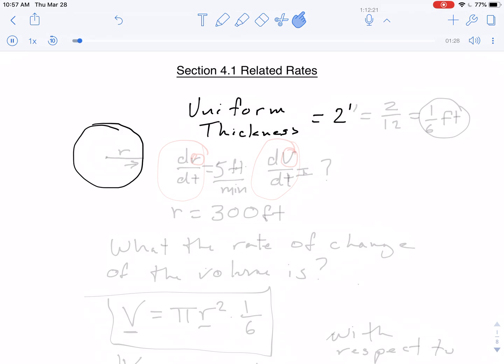So 2 inches, which we could write in terms of feet as 2 over 12 feet, which would be 1/6 of a foot. Okay. So with our uniform thickness and the fact that this is coming up as a circle, we can find the area of the circle, multiply by the thickness, and we'll have the volume.